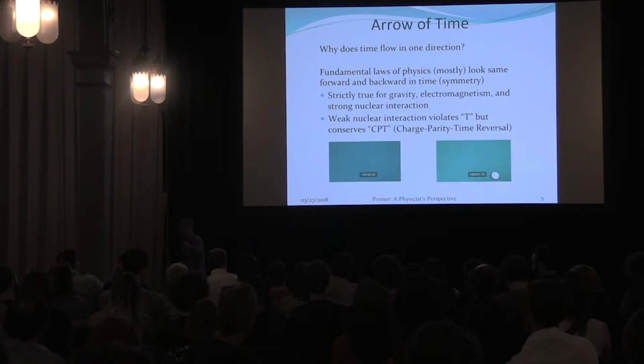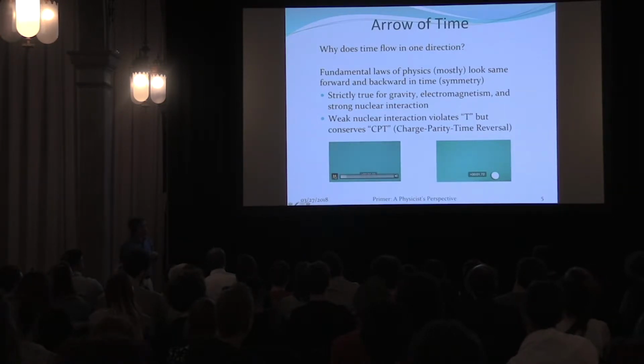But if you were to reverse the arrow of time and flip all the charges from positive to negative, and flip everything from left to right, then all the laws of the universe will still look the same. That's actually a deep theorem in quantum field theory, which we believe to be exactly true. So for the most part, as a good approximation, the laws of the universe look the same forward and backward.